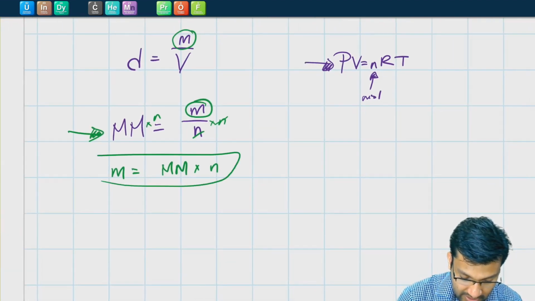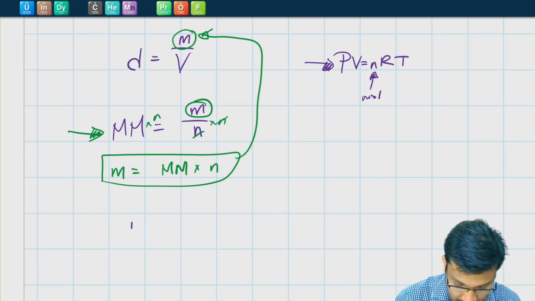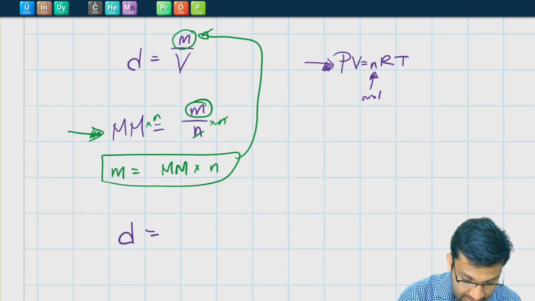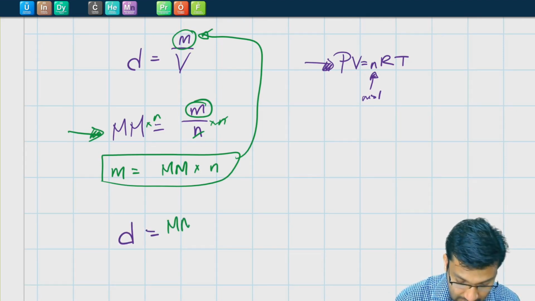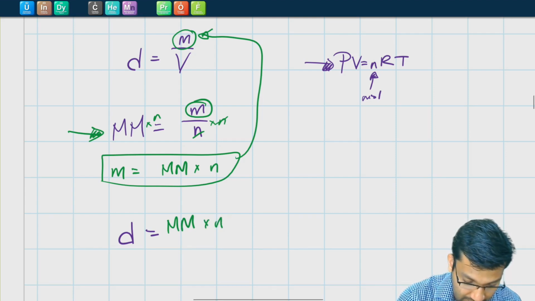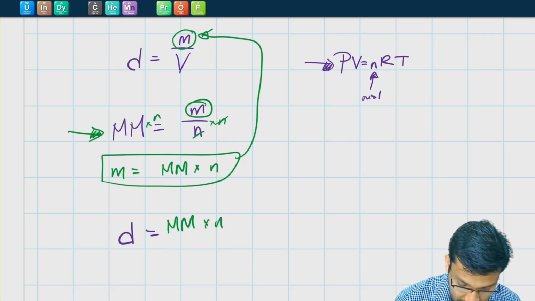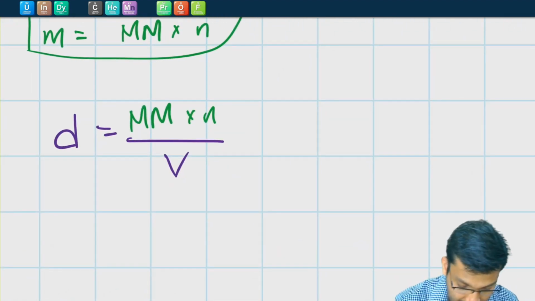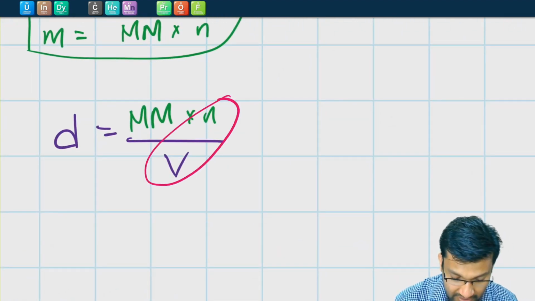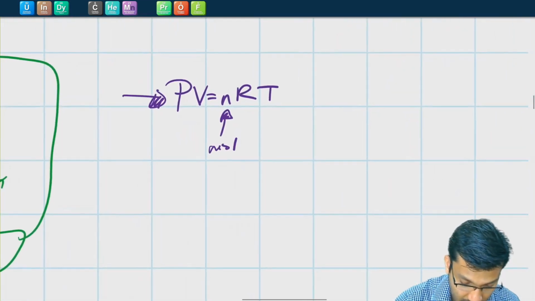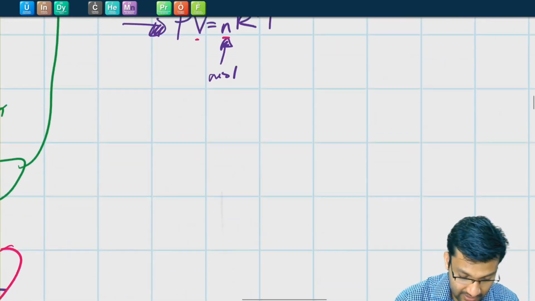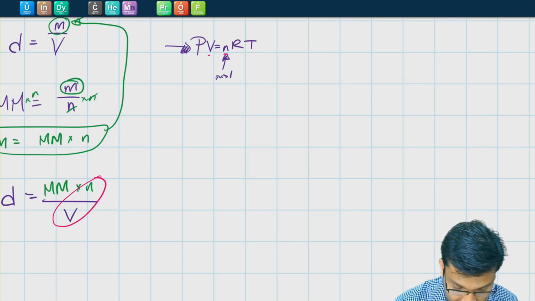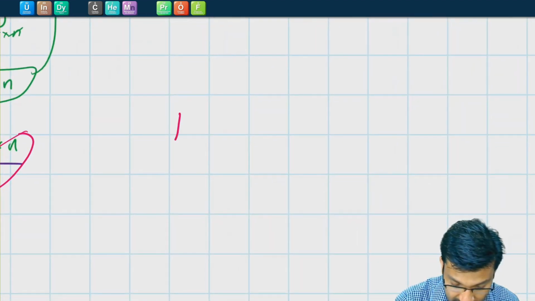So this expression of mass, let's put it up here. That gives us density is equal to, instead of mass, the molar mass times the number of moles divided by the volume. Now look at something: n over V. We have n over V here, both of which are in the ideal gas law equation. So let's rewrite the ideal gas law equation to get what n over V is equal to.